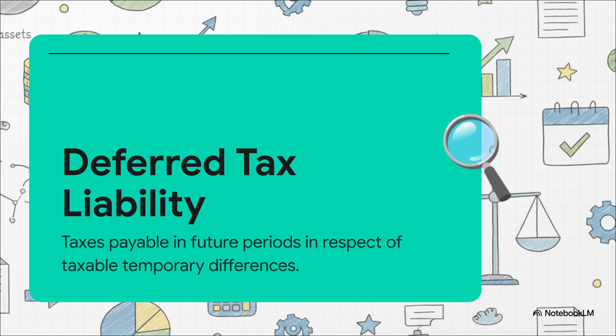You're going to have to pay the piper eventually, so you record a deferred tax liability on your balance sheet to acknowledge that future obligation. Actually, savvy analysts often view these deferred tax liabilities as kind of like an interest-free loan from the government, freeing up cash for the company to reinvest today.